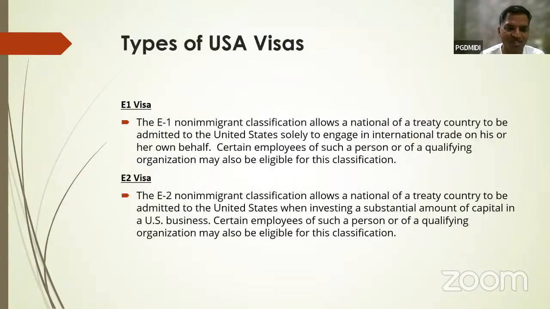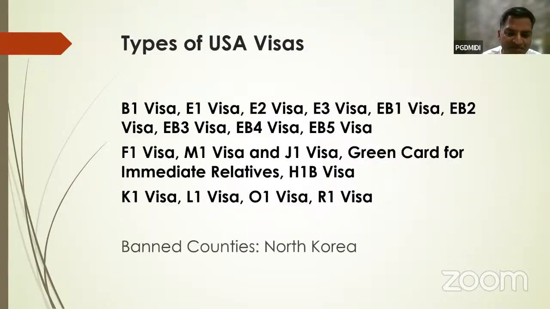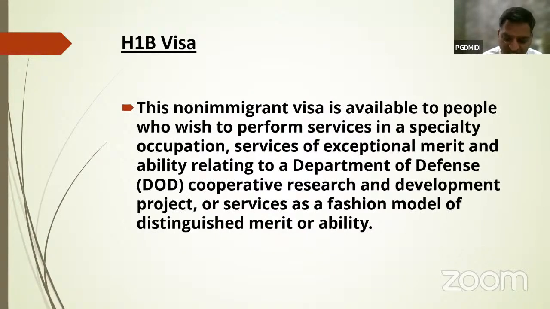So you can find so many visas in USA, with a maximum number of visas for each country and each segment of people. There are banned countries also, like North Korea. But I'll be focusing on the H1B visa, which is very much linked to our own country. This is a non-immigrant visa available to people who wish to perform services in a specialty occupation. It is a very highly regarded visa because all skilled migrants go with it, and India has almost 70% of this quota.